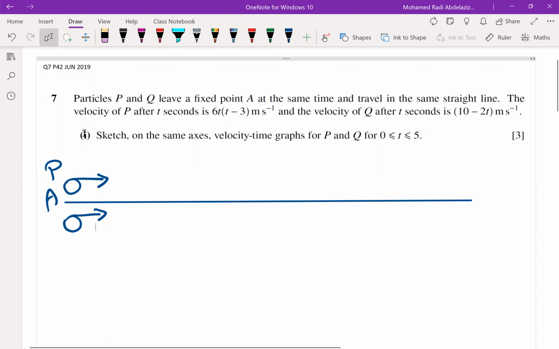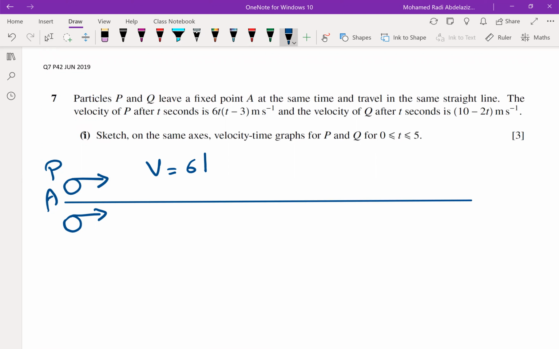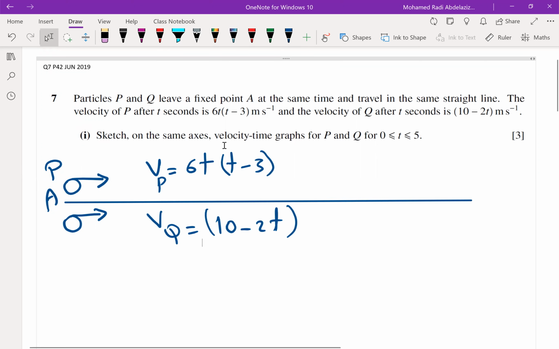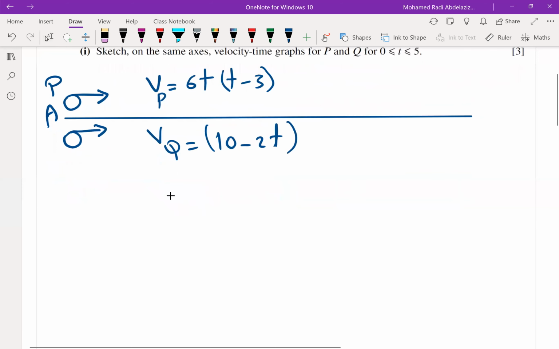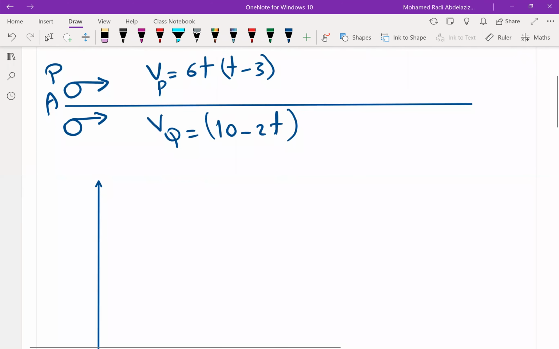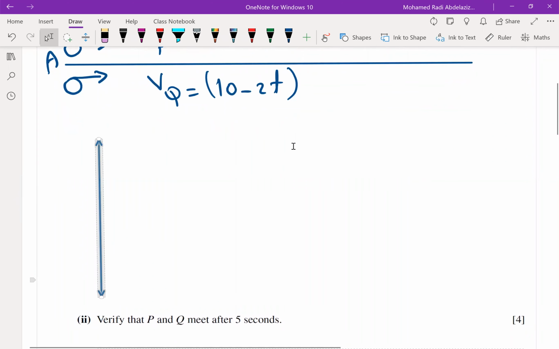The velocity of P after t seconds is given by a variable in terms of time, 2t minus 3, and the velocity of Q is 10 minus 2t, at the same time. Sketch on the same axis the velocity-time graphs for P and Q from 0 to 5. It's a function. One is a linear function and the second is a quadratic function.